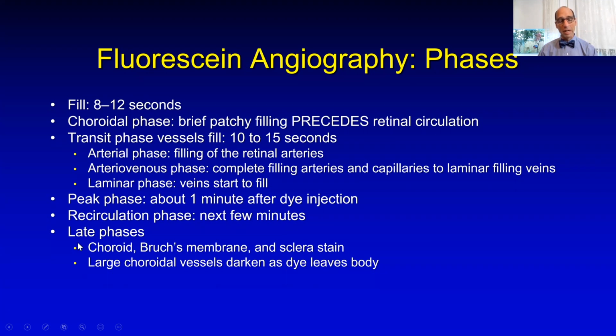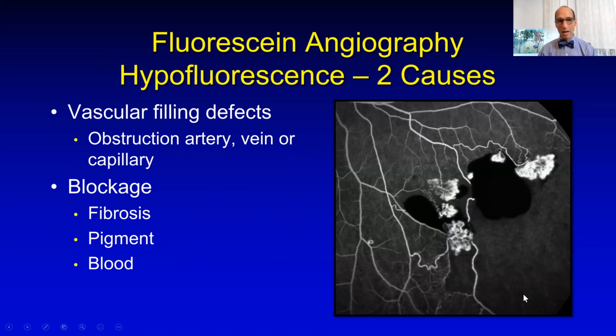Recirculation over the next couple of minutes, and then the late phase is when the fluorescein's mostly out of the blood vessels, and what you're seeing is fluorescein that's either recirculated or has leaked and stained things. So your sclera stains, your Bruch membrane stains, and your choroid stains. And then your large choroidal vessels darken as the dye leaves the body. So you'll see your choroidal vessels through an area of geographic atrophy look dark. So those are your phases, and we'll go over that in conference.